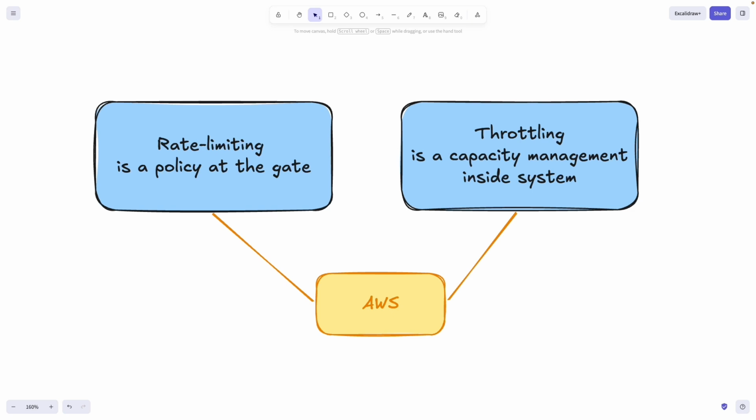So, rate limiting is a policy at the gate. It controls who gets access and how much. It's intentional, it's client-facing, and it's how you enforce fairness and monetization. Throttling is capacity managed inside the system. It's the system protecting itself when it's under pressure. It's about stability and graceful degradation. In AWS, this line blurs. The word throttling gets used for both rate limiting and throttling.